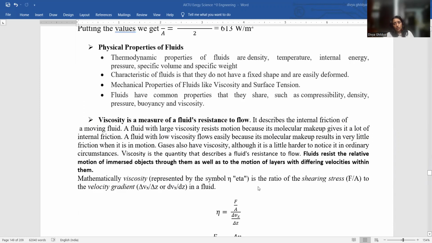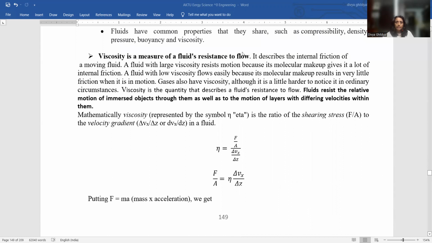Viscosity is a measure of fluid's resistance to flow. It was asked in section A, define viscosity. And you can expect a numerical on this formula of viscosity, which I'm just going to do with you. So fluids resist the relative motion of immersed objects through them, as well as the motion of layers with differing velocities within them. So viscosity is given by force upon area, that is pressure or shearing stress, and velocity gradient, that means rate of change of velocity with distance.